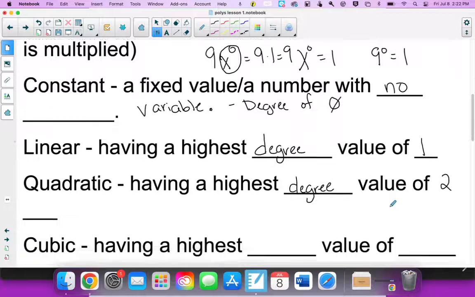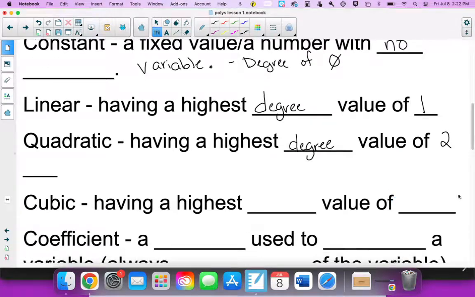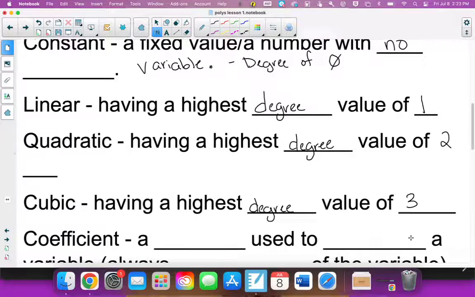All right. And then cubic, and again, we're just going up the line, has a highest degree value of 3. Okay. Anything higher than cubic, we normally just give a number. Okay. As an example, if I want to go higher than 3 and I say 5x to the 9th power, then we're going to just say that the degree equals 9. Right? We're not going to worry about trying to give it a name past cubic.